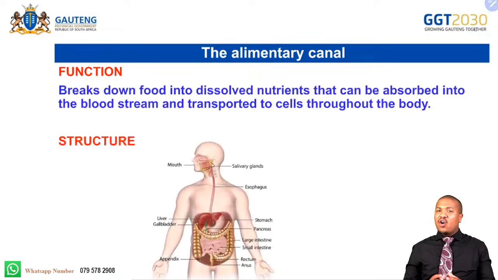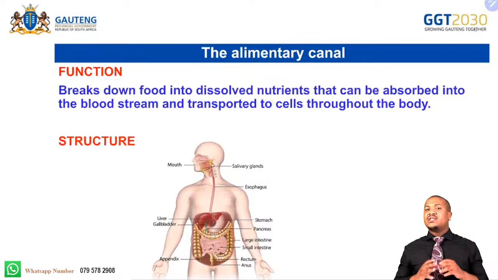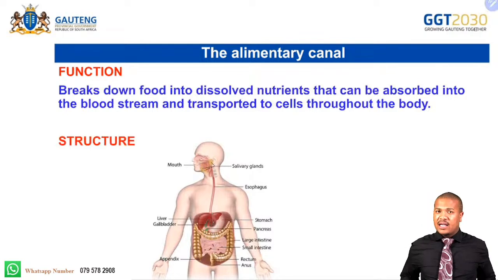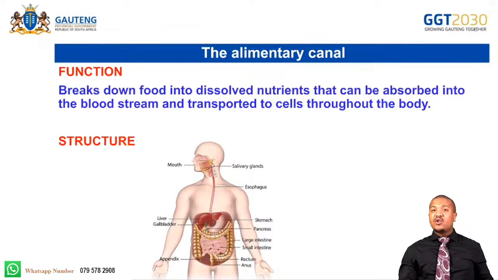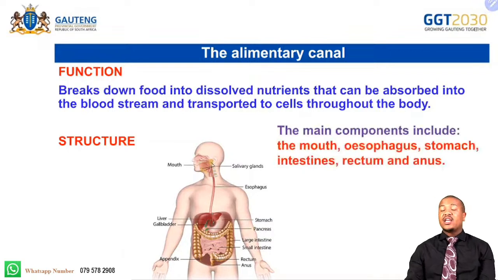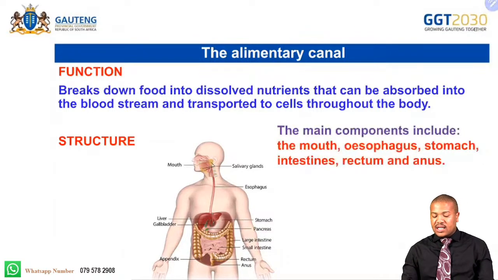And this is the structure of the alimentary canal, which I'm going to talk about more in depth in the coming slides. It has different parts such as the mouth, salivary glands, esophagus, stomach, pancreas, large intestine, small intestine, the rectum, anus, liver, and the gallbladder, right? These are the different parts that take part in breaking down food and making sure that the food is in its soluble form. So as I've said, the main components of the alimentary canal include the mouth, the esophagus, the stomach, intestines, rectum, and the anus.